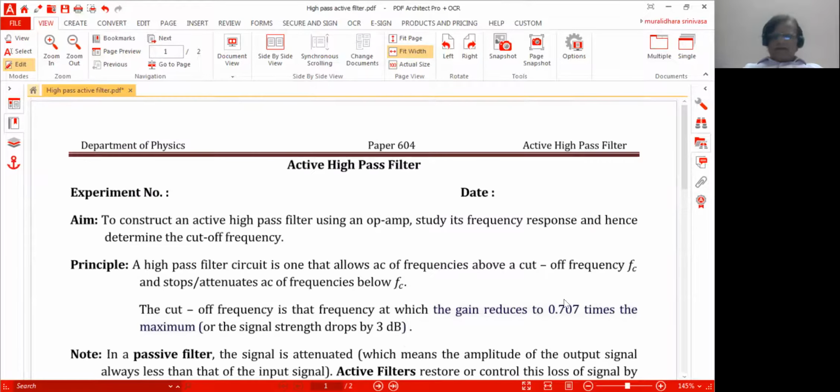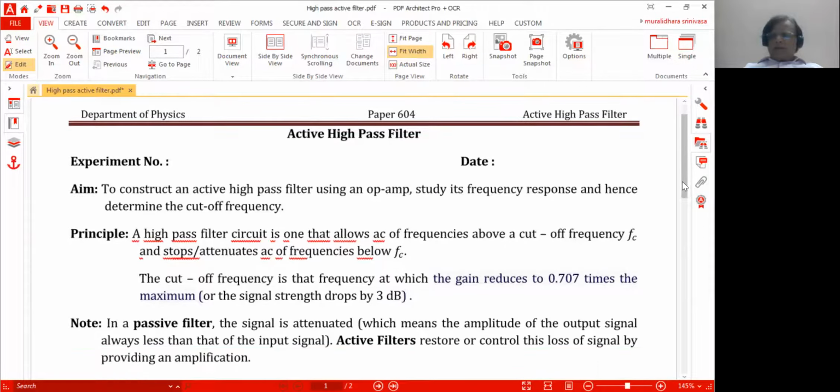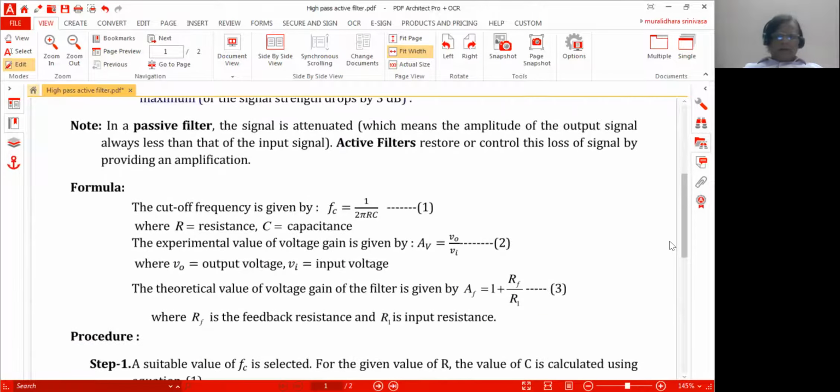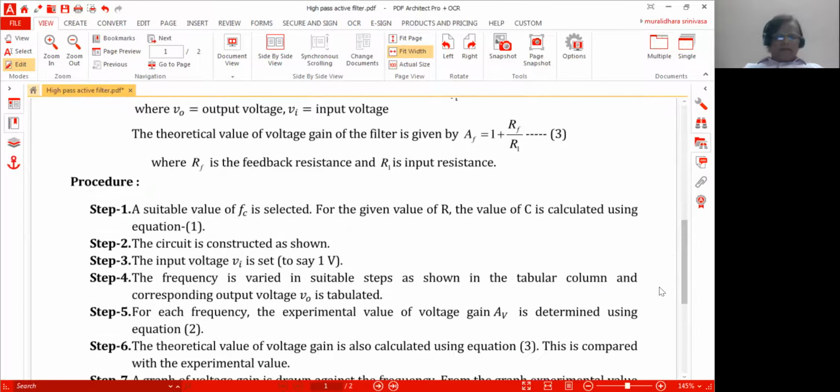So, what is the procedure now? The procedure is like this. You check the op amp, calculate FC, and connect the relevant components as shown in the circuit.